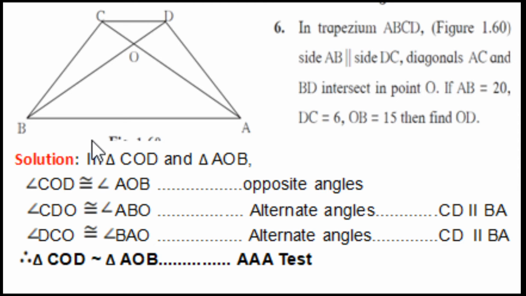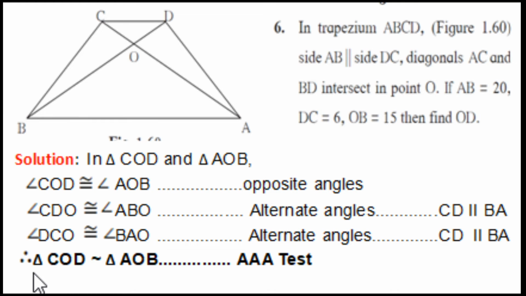Now, to find the value of OD, we have to prove these two triangles COD and AOB similar, and then we can find out the value of OD. So in these two triangles COD and AOB, angle COD is congruent to angle AOB, opposite angles. CDO and ABO are alternate angles, DCO and BAO are also alternate angles, therefore they are congruent.